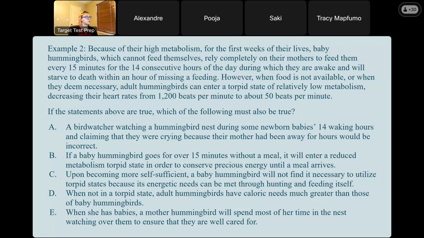This is expecting us to conflate the two facts. So that's one reason why it's good to just break them out from each other.